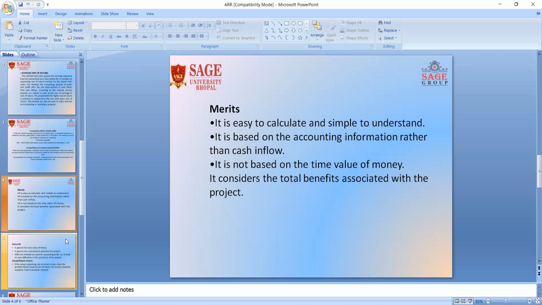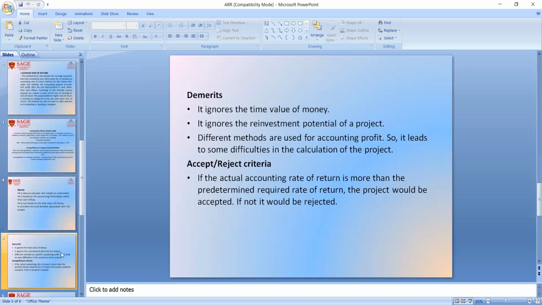So it is not based on the time value of money, because this is one of the traditional methods. So it is not considering the time value of money, and it considers the total benefits associated with the project, so that an investor also can decide what is the level of investment and what benefits are to be taken into consideration. So if we look into the demerits, it ignores the time value of money.